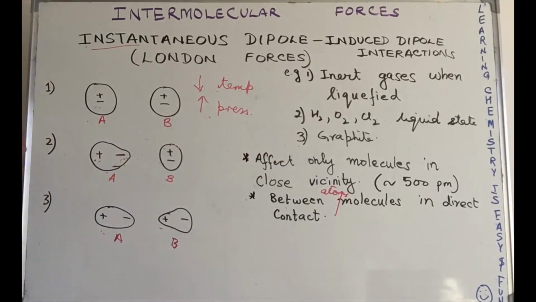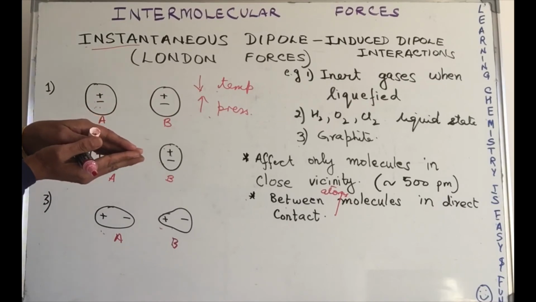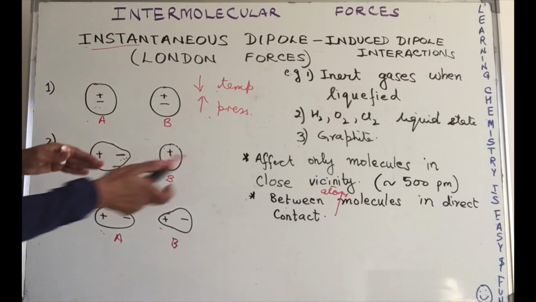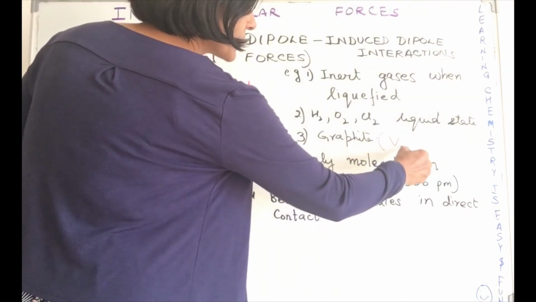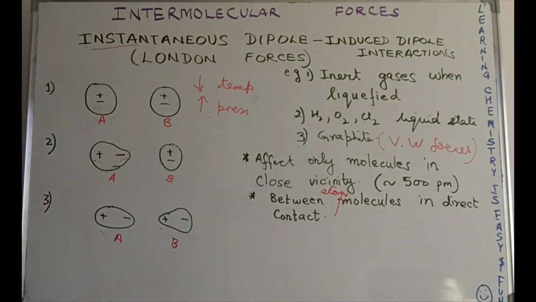Graphite, if you remember, we do Van der Waals forces, right? Sometimes the Van der Waals forces are also studied under the instantaneous dipole induced dipole interactions. I shall be talking about that separately as a Van der Waals force. Because of the Van der Waals forces between the different layers of the carbon molecules, graphite is soft and slippery. So this can again be attributed to the Van der Waals forces, right?